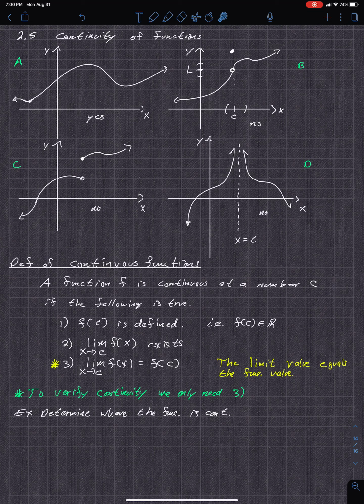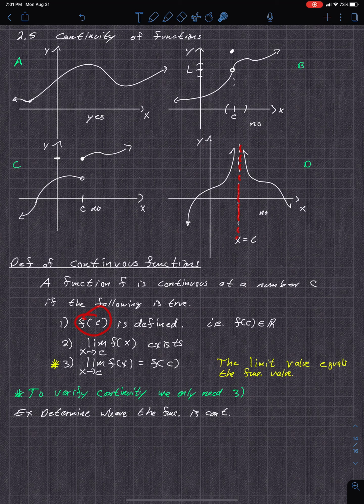So that's one case, where the values are not the same. Now for C, is f of c defined? Well, f of c, and I didn't put it in there, but this would be your c. So f of c is right there. So yes, f of c is defined. Does a limit exist? The answer would be no. The limit exists only if it's the same from both sides. So for C, it fails 2, and therefore fails 3. So not continuous. And then D is another big problem: the function value doesn't even exist. So f of c is not even defined.